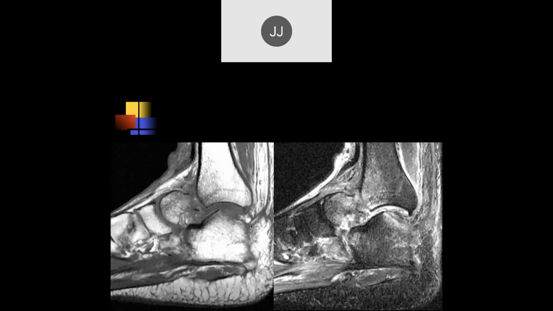Okay, so here, the patient came in with chronic ankle pain. The talus is really gone. The tibia is articulating with the calcaneus. This was post-operative. They went in and just removed the body of the talus.